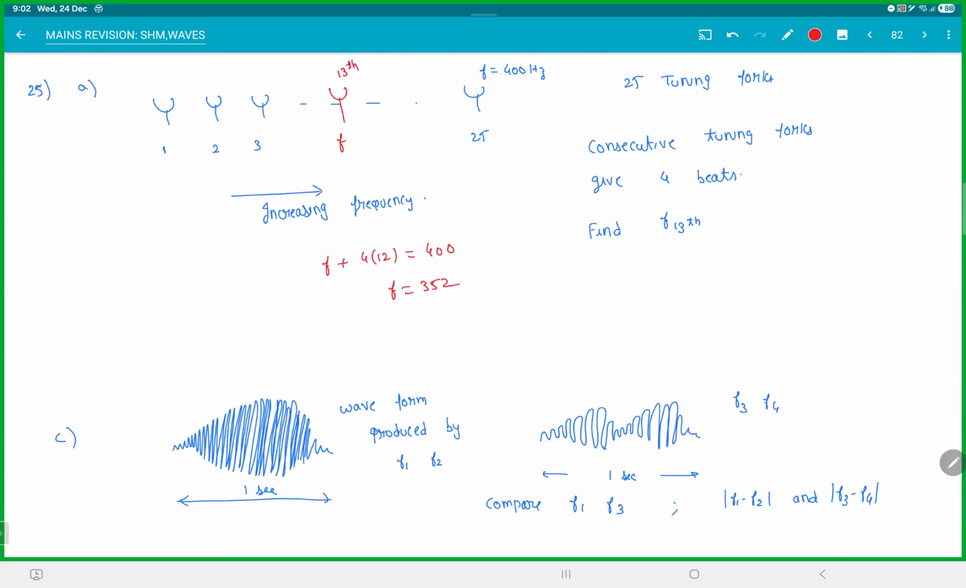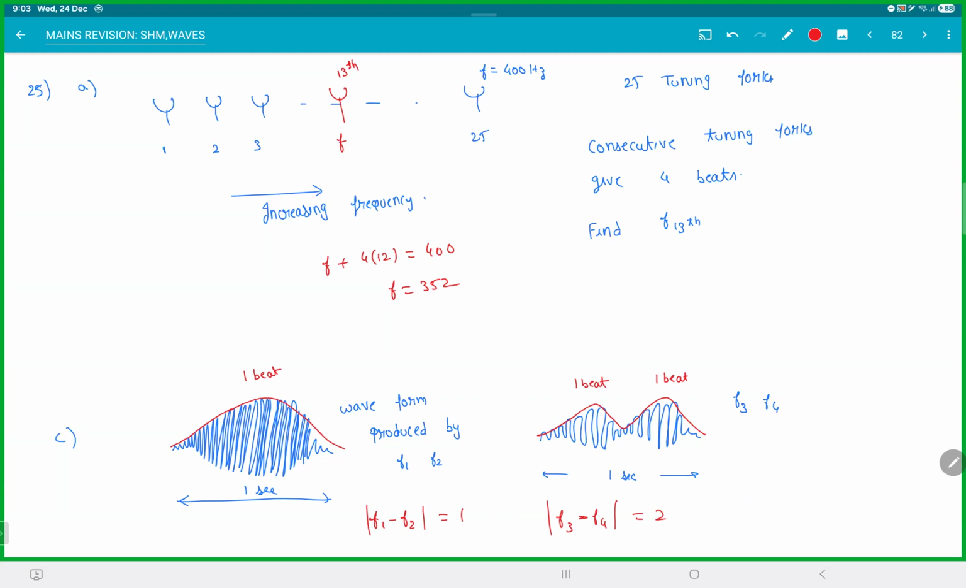What about this thing? If you see, this increase and decrease in intensity is called 1 beat. Whenever you have two waves with a slight difference in frequency, the resultant wave looks like this. You should check out the notes in case you don't remember. So that increase and decrease is called 1 beat. Here there's only 1 beat, which means the difference in frequency, F1 minus F2, magnitude is only 1 beat, whereas for F3 minus F4, the difference is 2 beats.